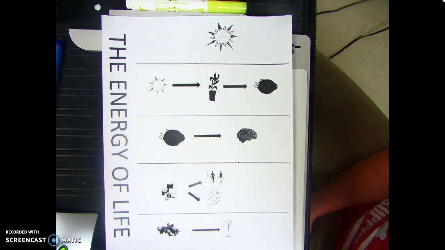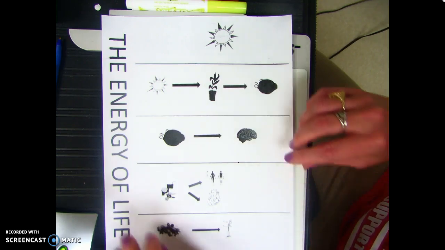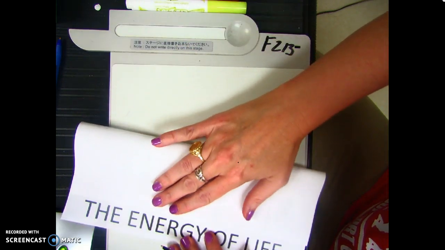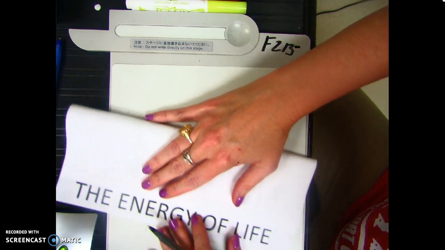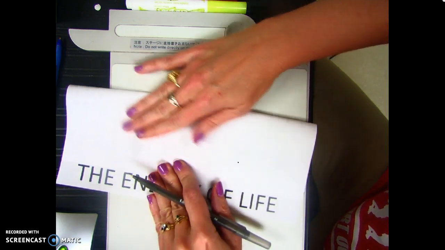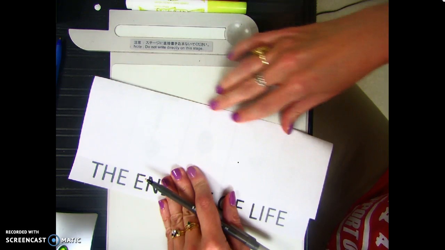So the first thing you're going to need is this paper that says the energy of life, and it has these different pictures on it. We're going to take the paper and turn it sideways and fold it so that you can just see the words, the energy of life. Crease the edges.